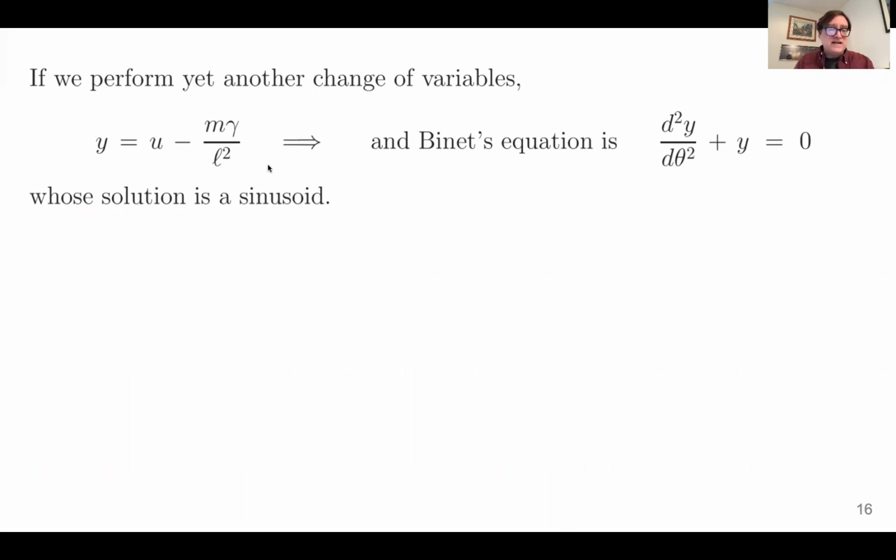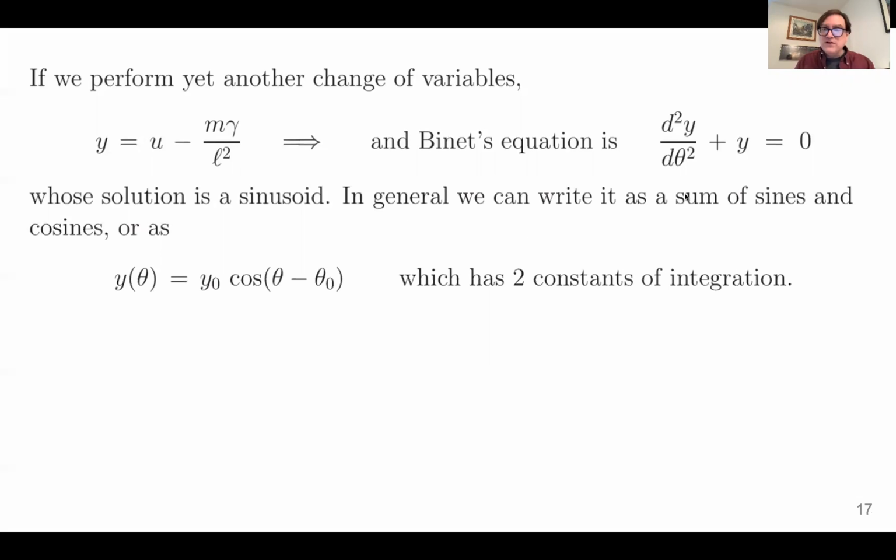I'm not sure whether it's actually negative on the right-hand side or not, but when you plug this in, it gets rid of it. So the new version of Binet's equation is just the second-order derivative with respect to theta plus the thing itself equals 0. That's just the simple harmonic oscillator equation. The solution to that, y as a function of theta, is just a sine or a cosine. Beautiful. But we're now several steps removed from r as a function of theta.